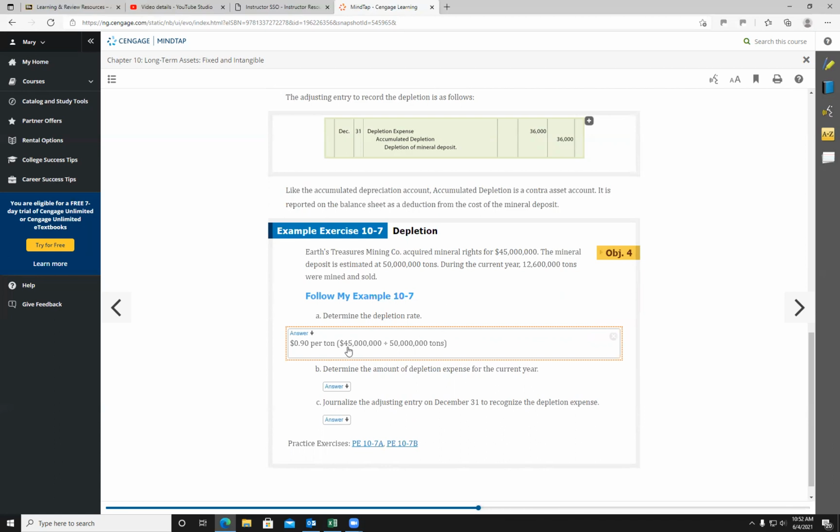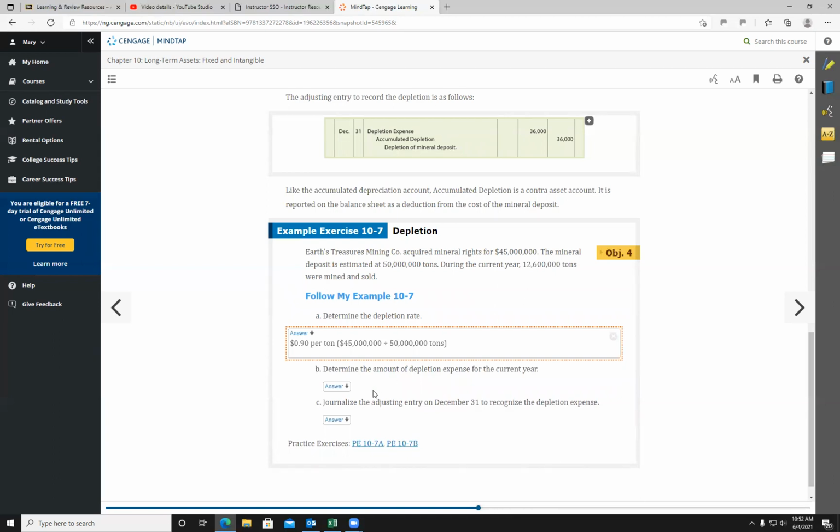Again, we take the cost, which is 45 million, and divide it by the total amount of minerals that should be available to be removed, which is an estimate, of course, of 50 million tons. So you take that $45 million, divide it by 50 million tons, and you get a depletion rate of 90 cents per ton.